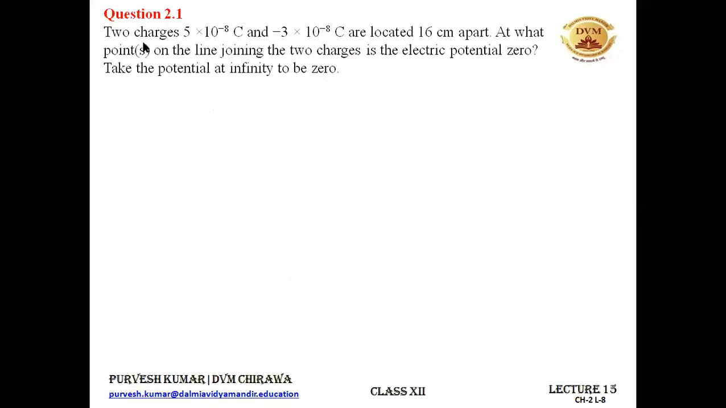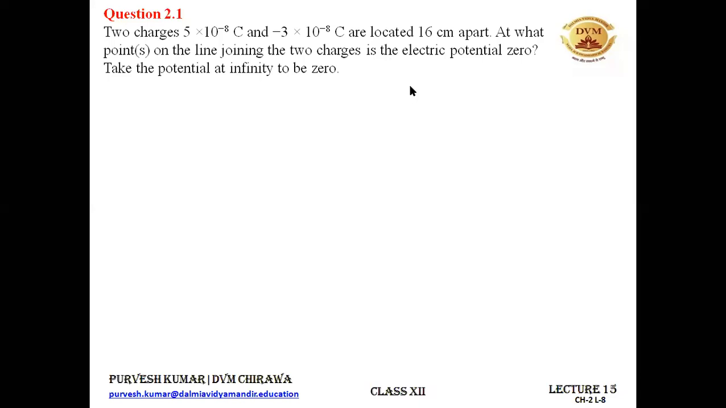Question 1, it says that there are two charges, 5 into 10 to the power minus 8 coulomb and minus 3 into 10 to the power minus 8 coulomb, separated by a distance 16 centimeter. At what point on the line joining the two charges is the electric potential 0? Take the potential at infinity to be 0. So we all know that potential at infinity is 0.